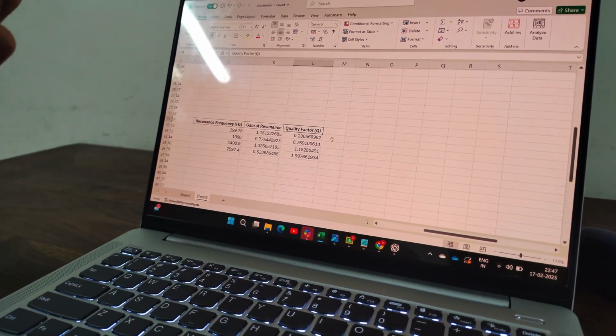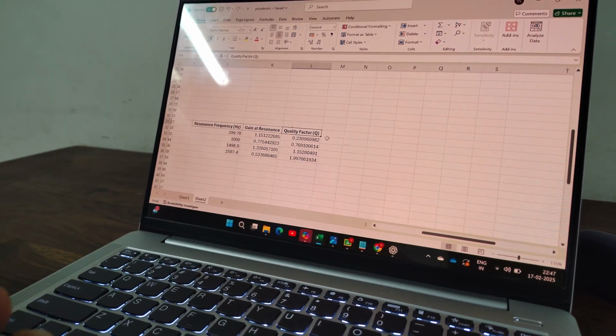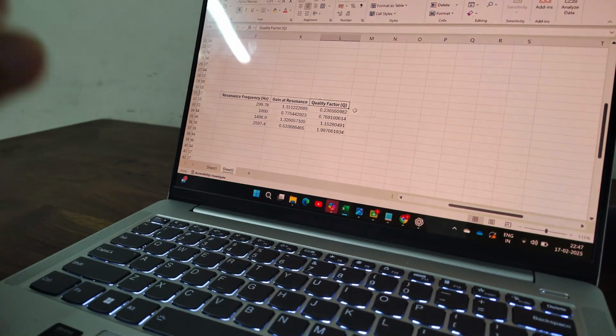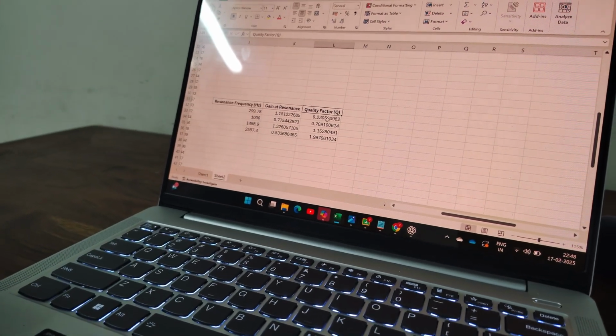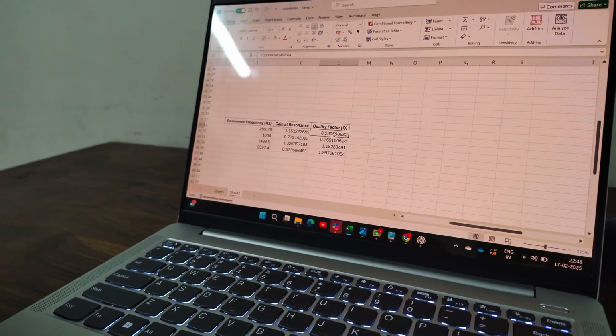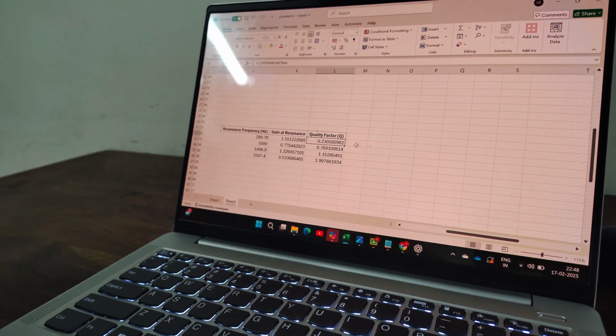The quality factor is resonant frequency upon delta f. The delta f is one frequency succeeding and one frequency preceding the resonant frequency. We calculated the difference of those succeeding and preceding frequencies, that is f upon delta f.